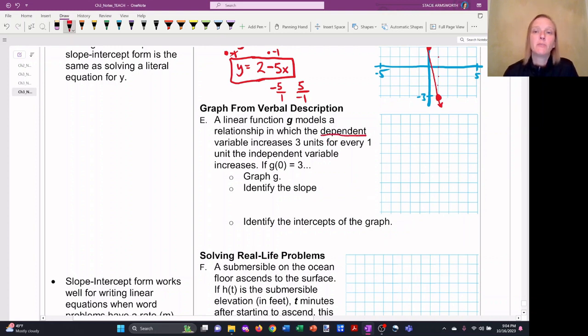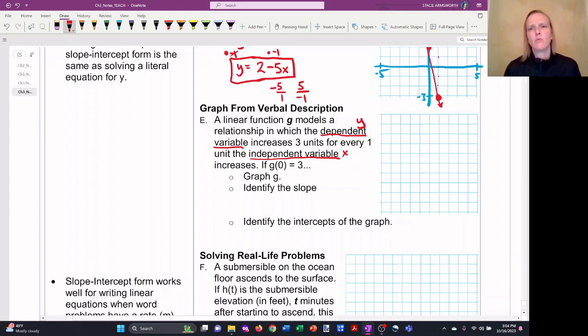The dependent variable depends on the other variable. The dependent variable generally refers to y. The dependent variable refers to the y variable. And the independent variable refers to x. X is the thing you choose to plug into the equation, and then y comes out as a result.